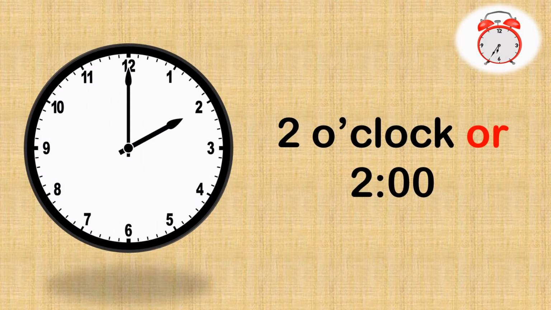Children, can you tell me what time it is on the clock? Yes, the hour hand, the short hand, is on 2 and the minute hand, the long hand, is on number 12. This means the time is 2 o'clock. We read it as 2 o'clock. We write it as 2 colon 0 0 or as 2 o'clock.